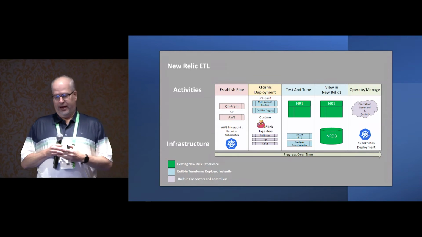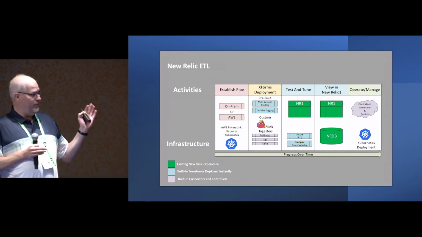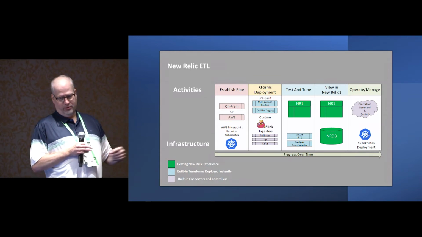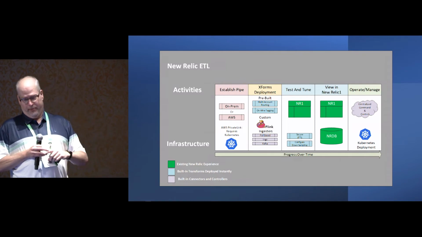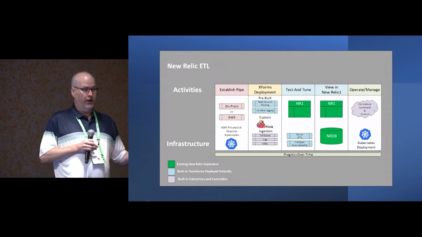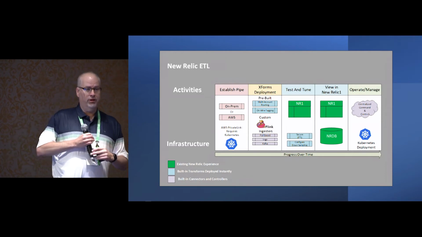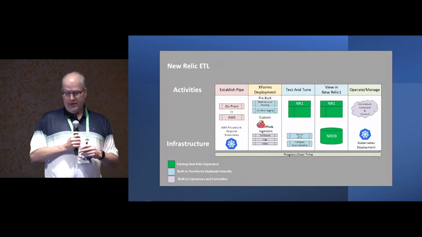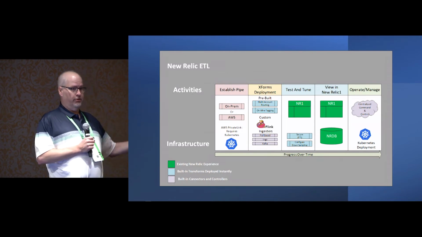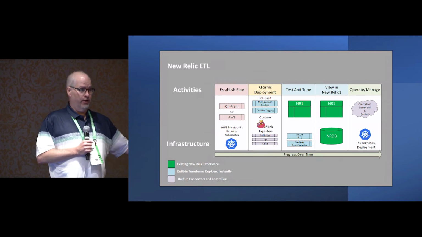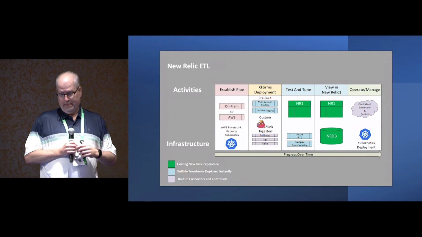As we look at the top, the activities up top are how they're doing it, and the infrastructure that is required is below. First off, you establish the pipe. You can do either on-prem or AWS. If you're going to use AWS PrivateLink, you need to have Kubernetes. So you can choose to build your own on-prem ETL cluster or put it out in the world.